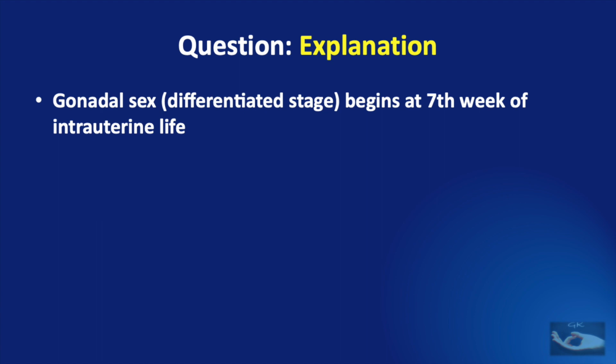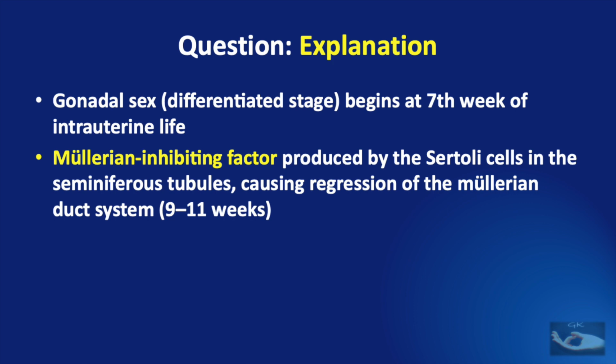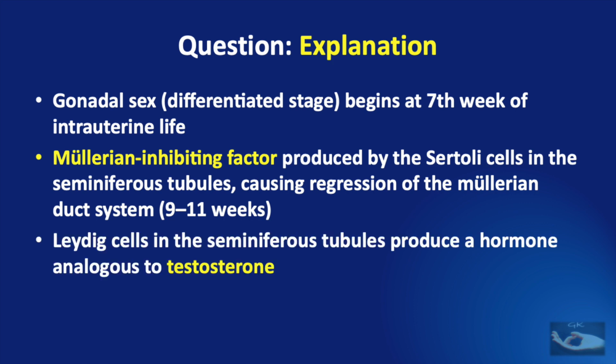Gonadal sex or the differentiated stage begins at the 7th week of intrauterine life. Two factors that play a role in this differentiation are the Mullerian inhibiting factor produced by the Sertoli cells in and around the seminiferous tubules, which cause regression of the Mullerian duct system at about 9 to 11 weeks, and the hormone produced by the Leydig cells, which is analogous to testosterone.